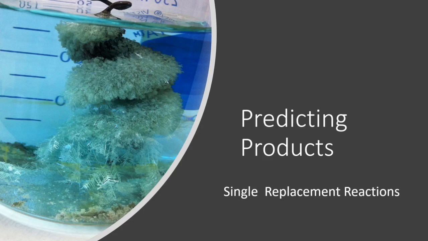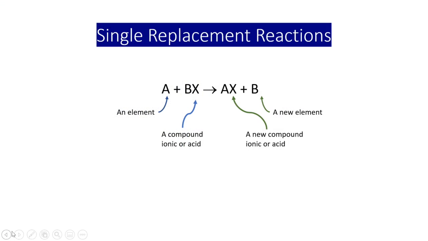This video will tell you how to predict products for single replacement reactions. As you know, single replacement reactions are of the type A plus BX forms AX plus B. Now in this case, A is an element and BX is a compound that can be ionic or an acid. AX will be the new compound and B will be the new element that is formed.